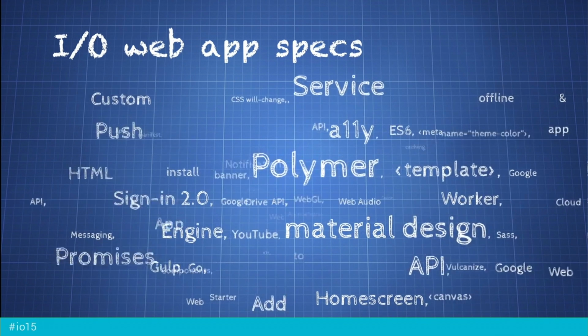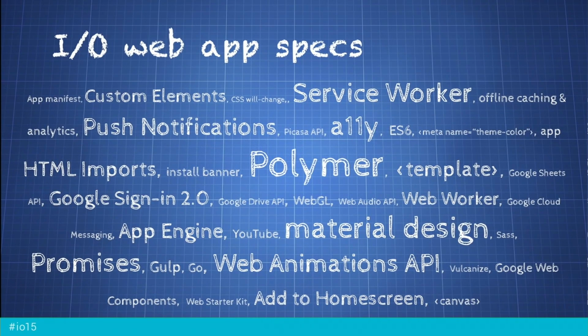So we touched all the new stuff: Service Worker, Polymer, Material Design, using some of the new APIs that Google has. Google Sign-In 2.0 is a new API. We have an extensive backend written in Go and App Engine, web animations and promises for the material design effects.